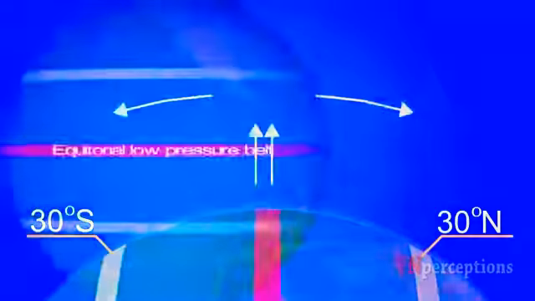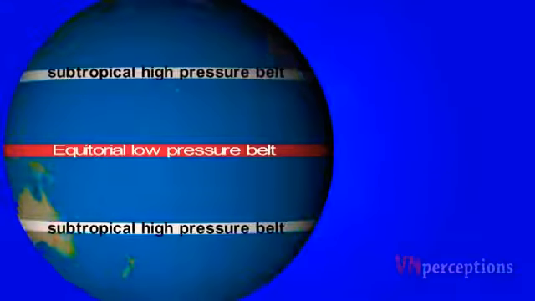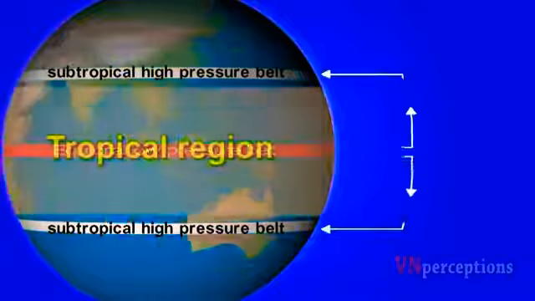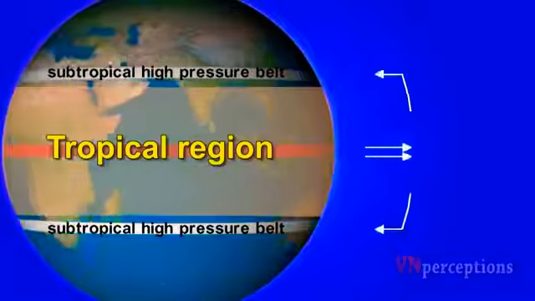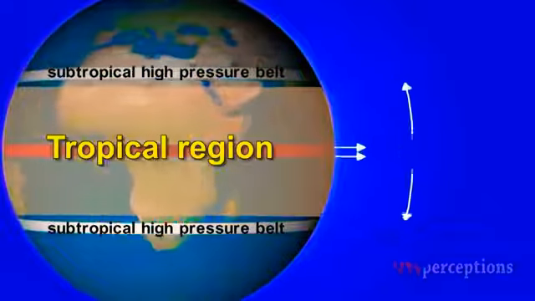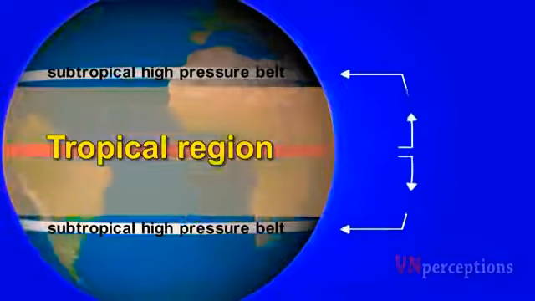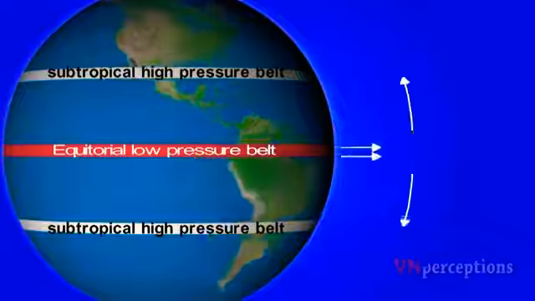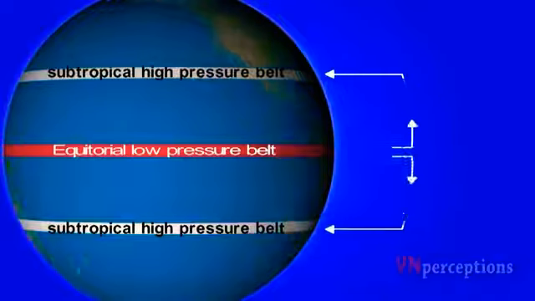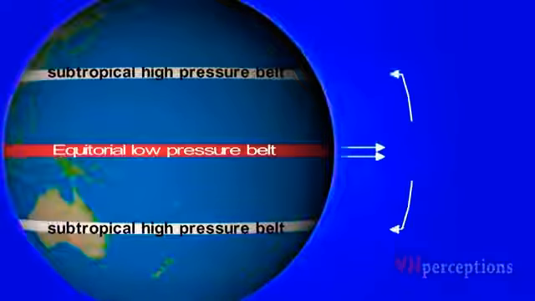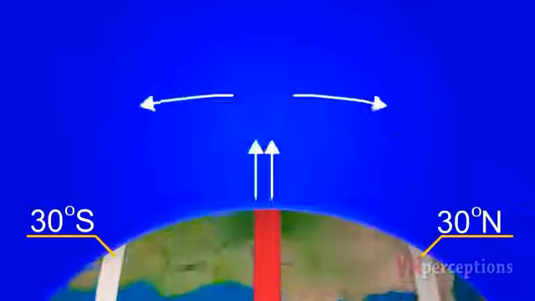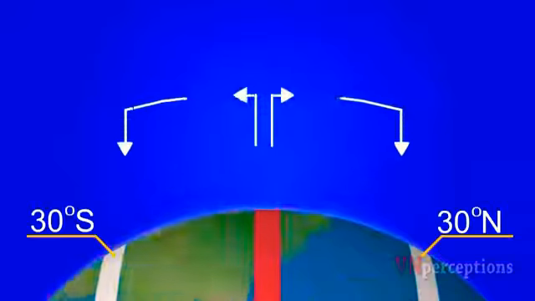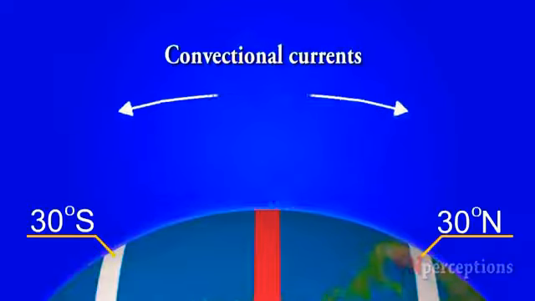These regions are called subtropical high pressure belts because these regions lie outside the tropical region and at the same time adjoin the tropical region. The sinking air now moves towards north and south. So, along the equator, the warm air rises, spreads out, cools and sinks down. In this way, it develops convectional currents.